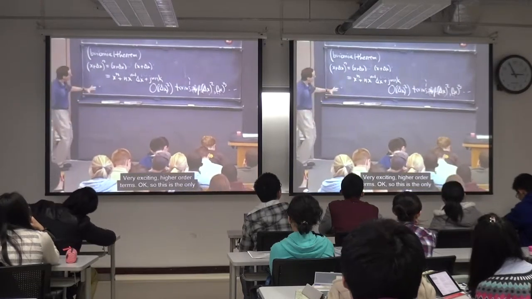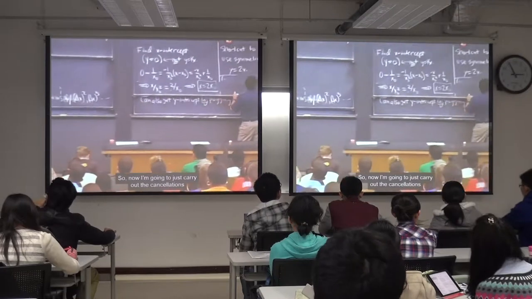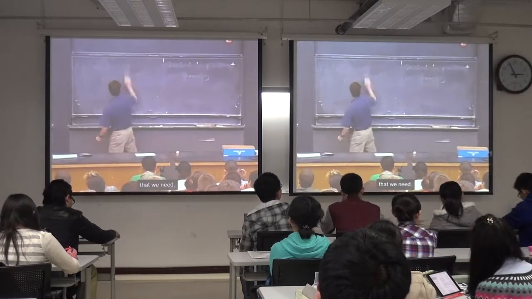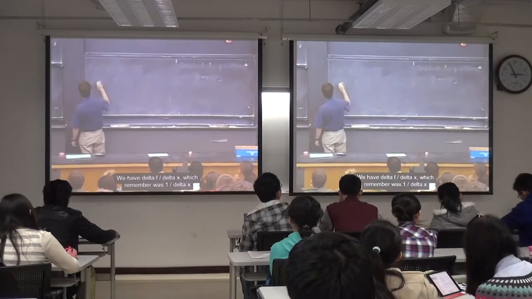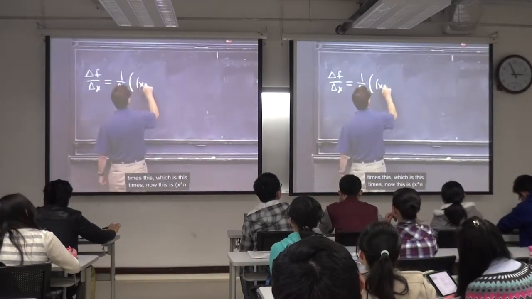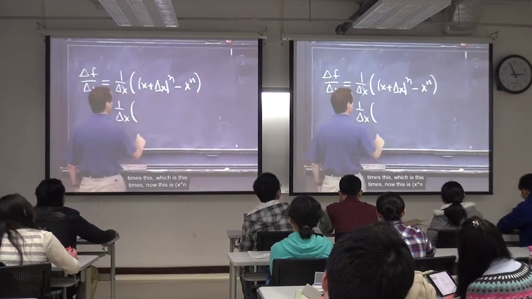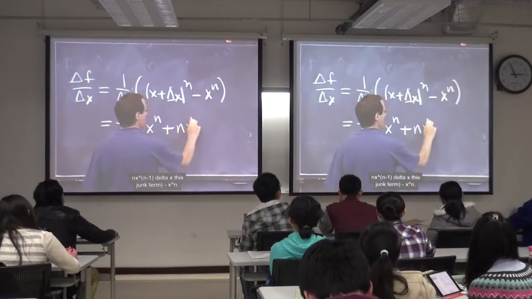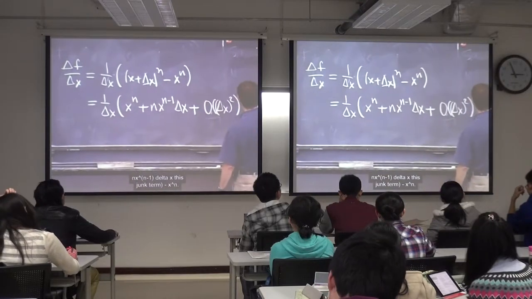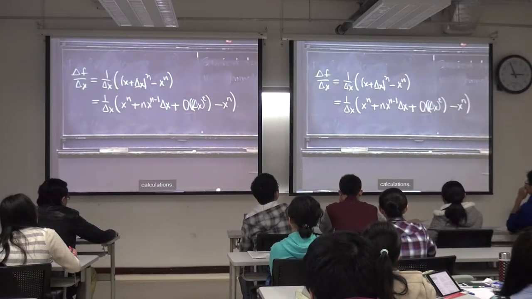Okay. So, this is the only algebra that we need to do, and now we just need to combine it together to get our result. So, now I'm going to just carry out the cancellations that we need. So here we go. We have delta f over delta x, which remember was 1 over delta x times this, which is this, times, now this is x to the n plus n, x to the n minus 1 delta x, plus this junk term, minus x to the n. All right, so that's what we have so far based on our previous calculations.